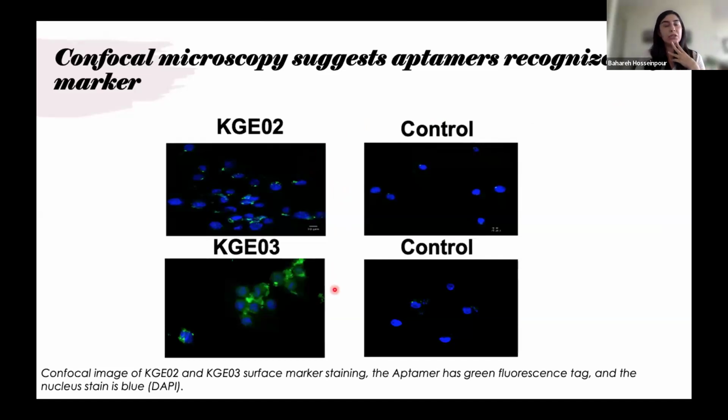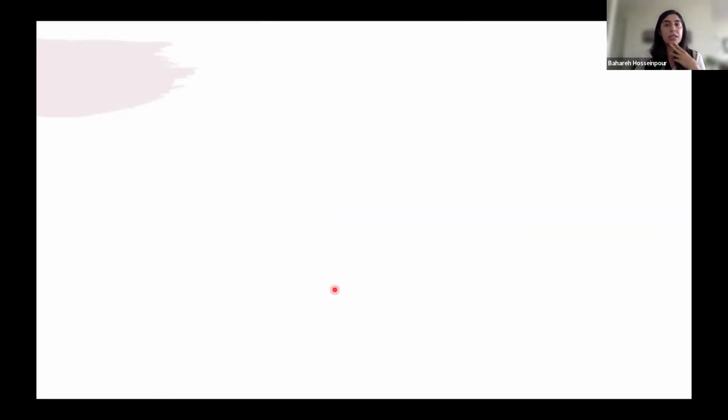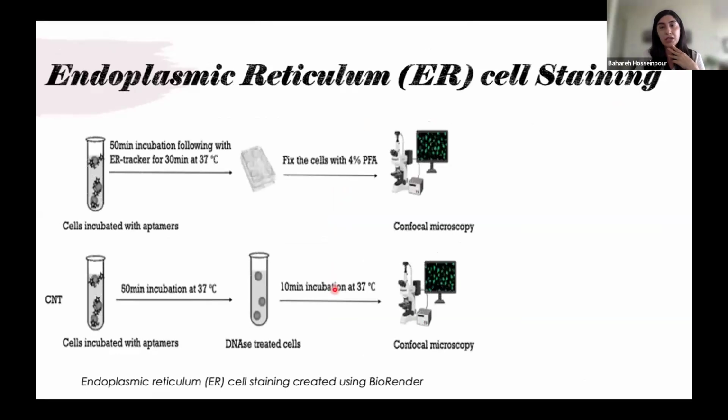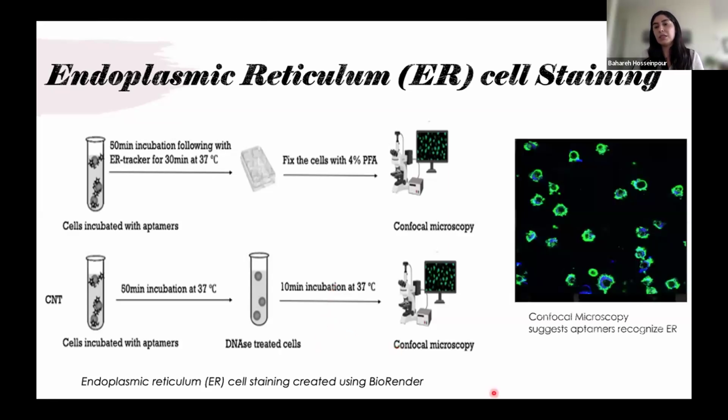To answer this question, we started to stain for organelles, beginning with the endoplasmic reticulum. Once we did the treatment with the aptamer, we treated the cells with the endoplasmic reticulum tracker, which has a blue color. Then we fixed the cells with paraformaldehyde and visualized them under the confocal microscope. We also had our control as well. So here are the results that we got.